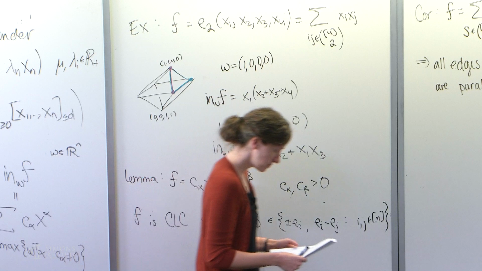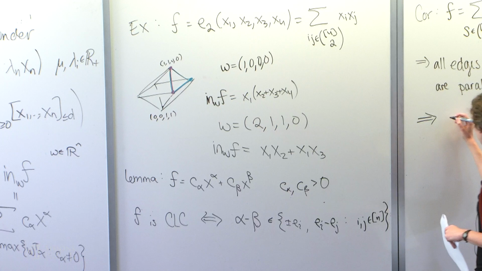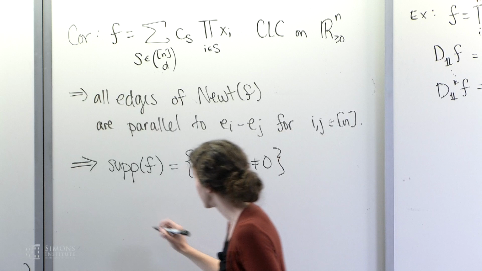And in particular, using one of the many beautiful characterizations of matroids, this implies that the support of F, which is the set of subsets with non-zero coefficients, these are the bases of a matroid.